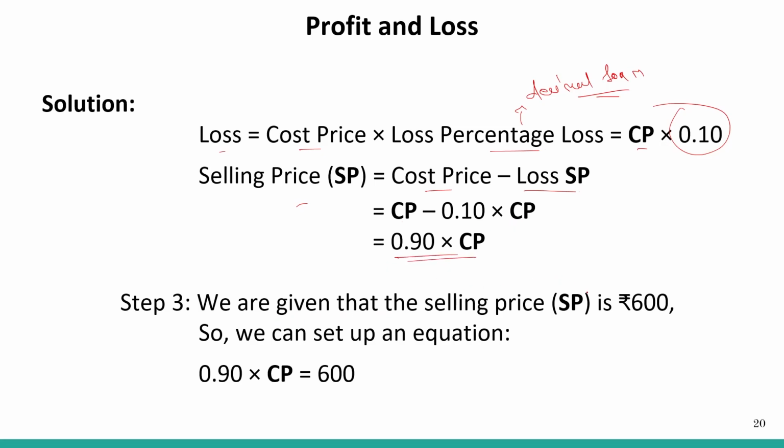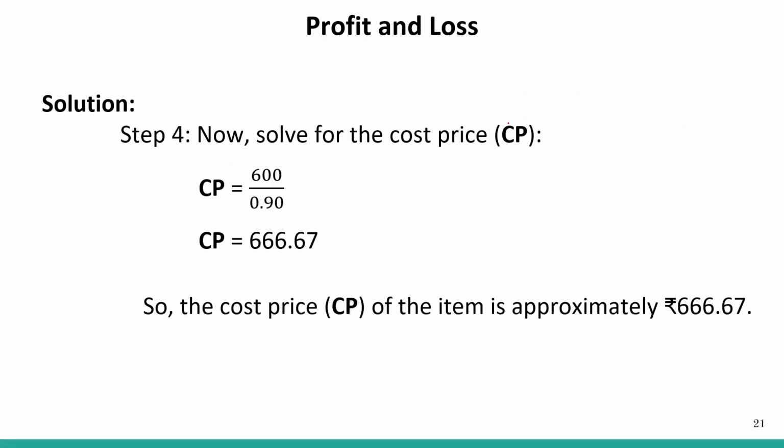We are given that the selling price is 600, right? So we can set up an equation: 0.90 into CP is equal to 600. Now solve for the cost price. So CP is equal to 600 by 0.90, which is 666.67. So the cost price of the item is approximately 666.67.